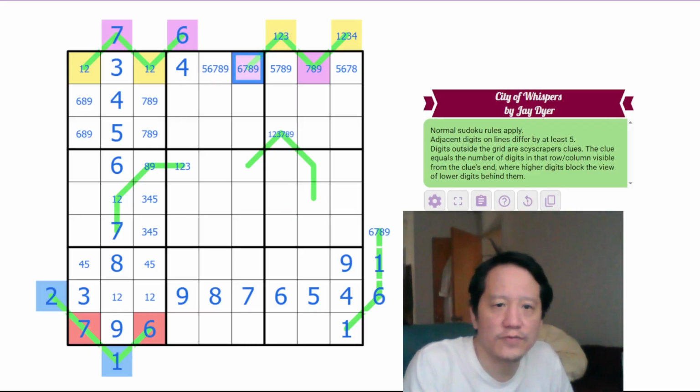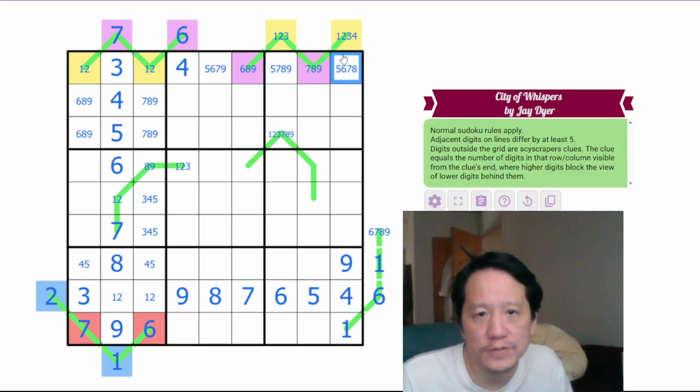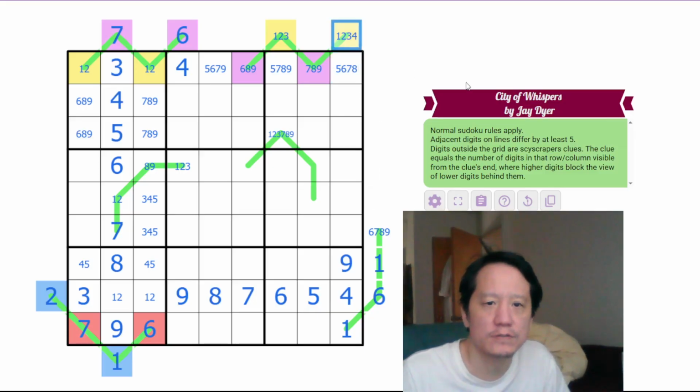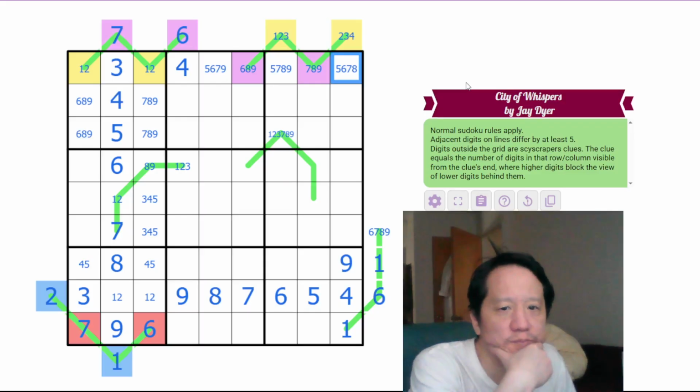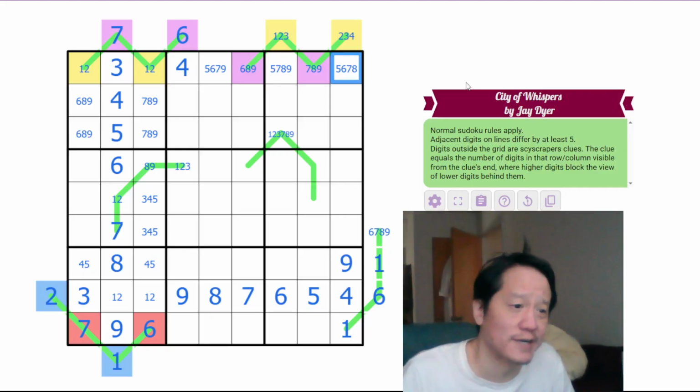Seven eliminates 7 here. This can't be 8. So this cannot see just 1. So this has to be 2, 3, or 4. This is looking like the solution, actually.